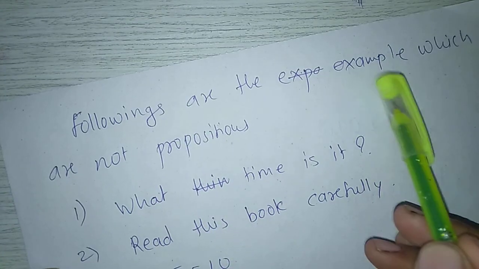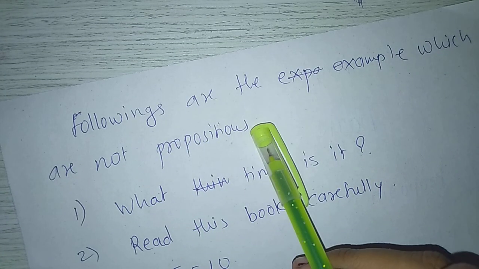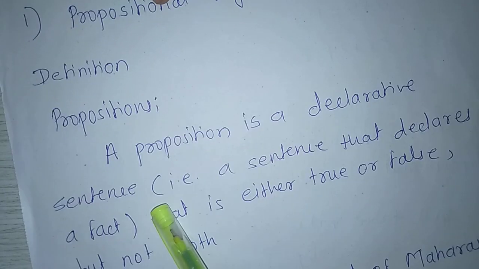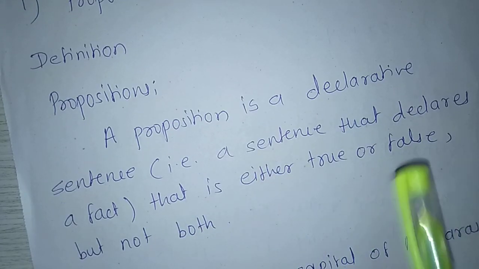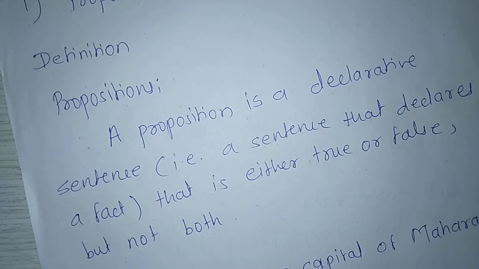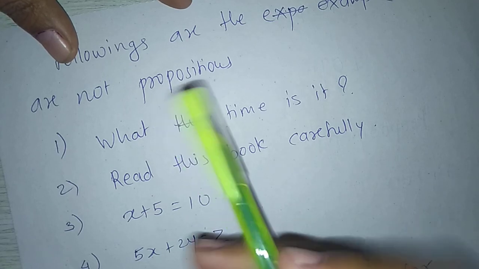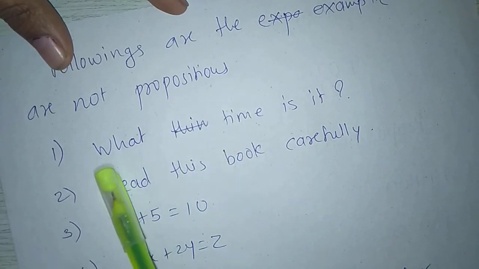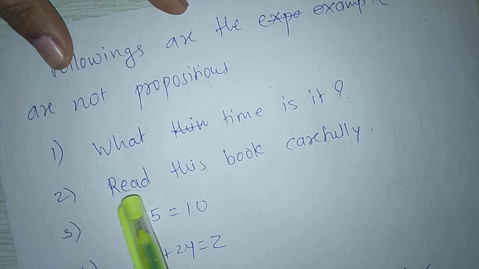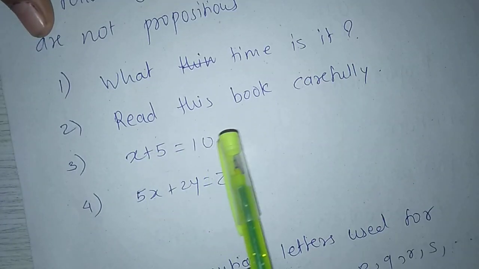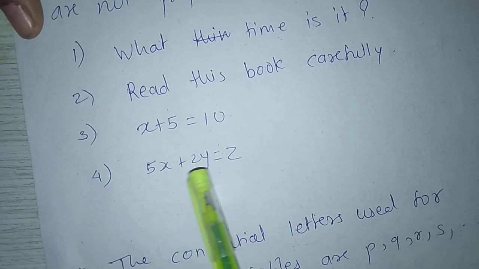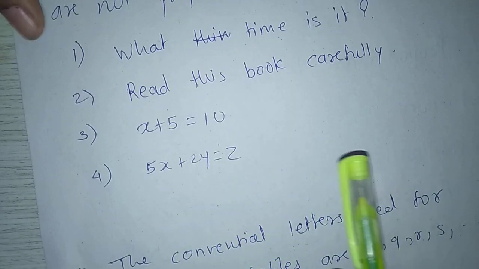Next, the following are examples which are not propositions. A proposition is a declarative sentence, that is, a sentence that declares a fact that is either true or false but not both. Here are some examples of non-propositions. First, what time is it? Second, read this book carefully. Next, x plus 5 equal to 10. Next, 5x plus 2y equal to z.